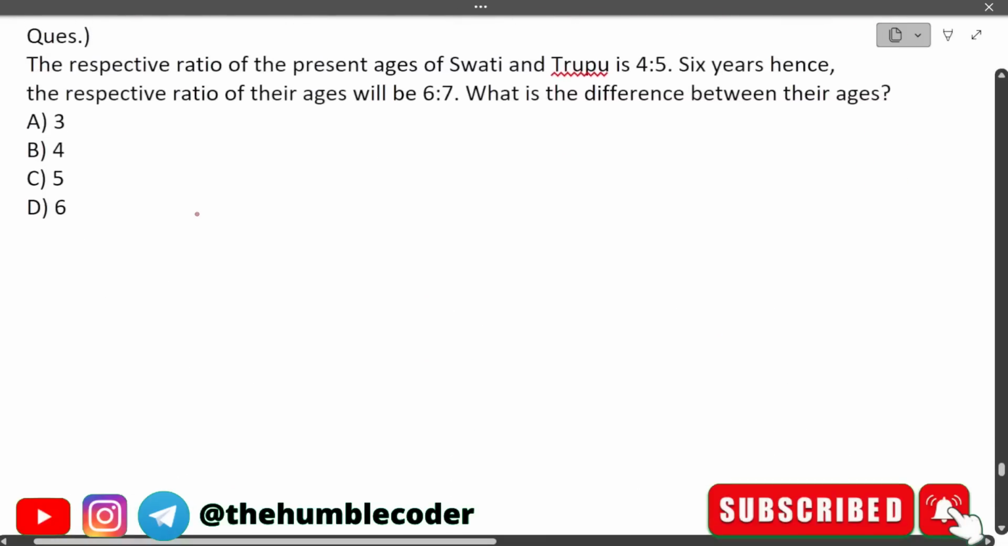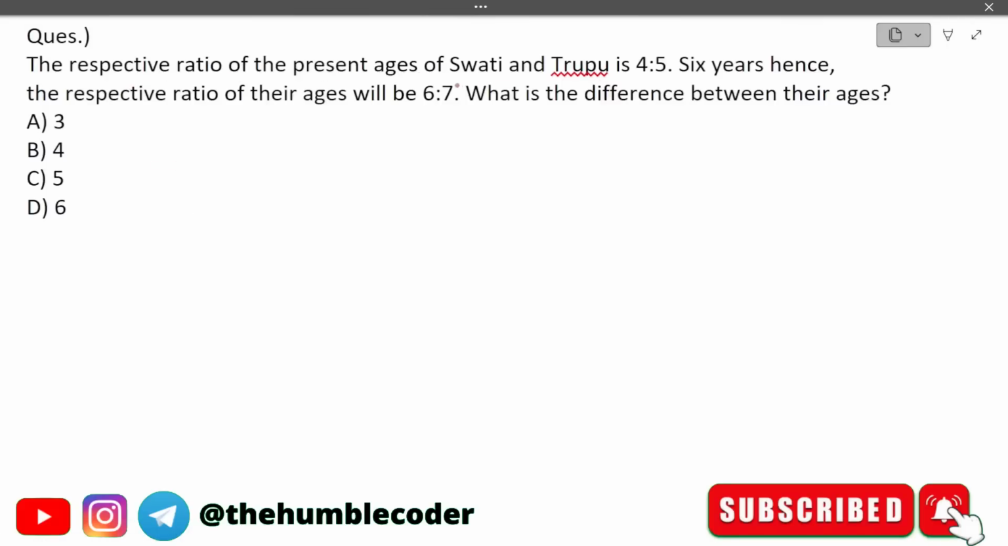In this next question, we are given a ratio again. The respective ratio of present ages of Swati and Trupu is 4:5. 6 years hence, the respective ratio of their ages will be 6:7. What is the difference between their ages?